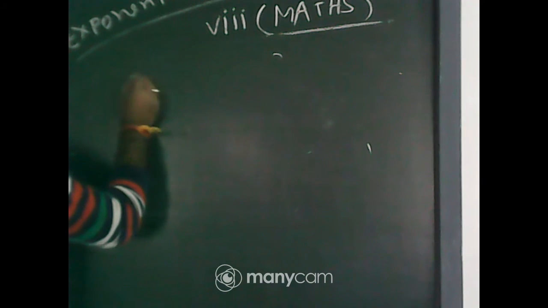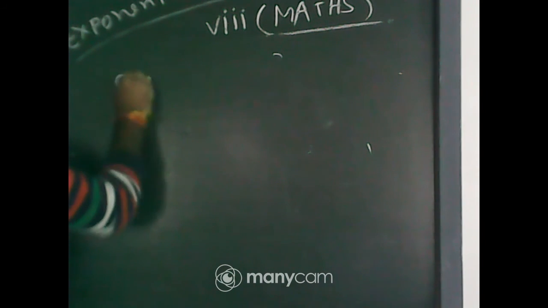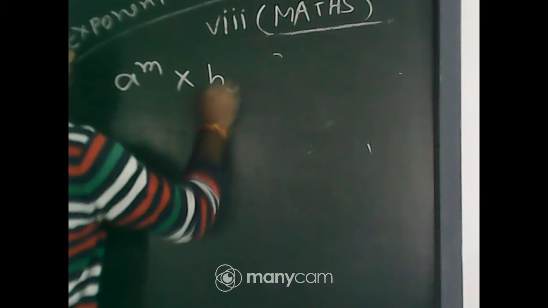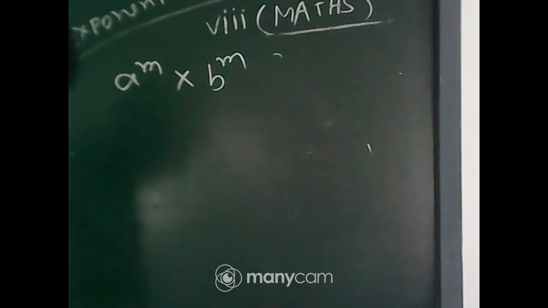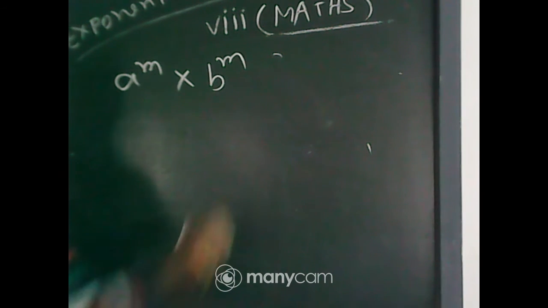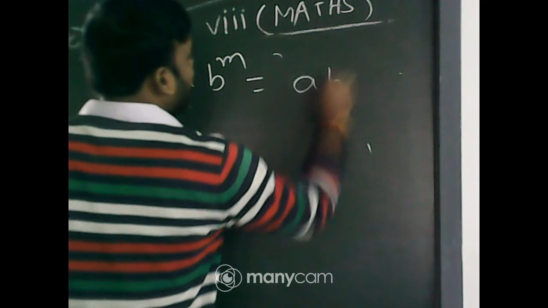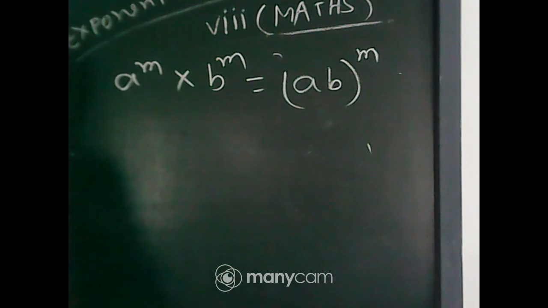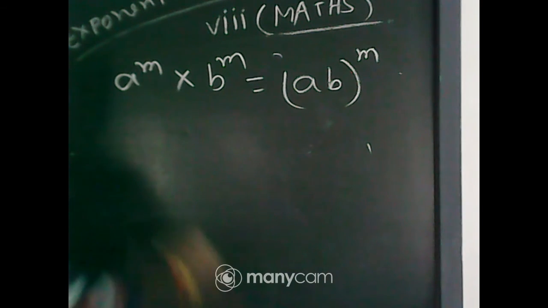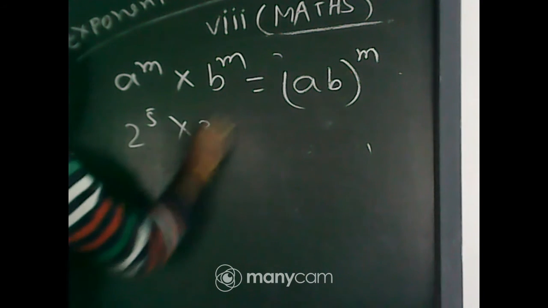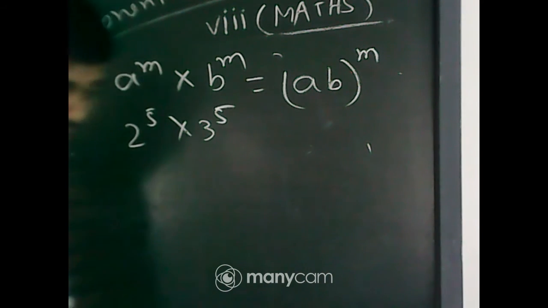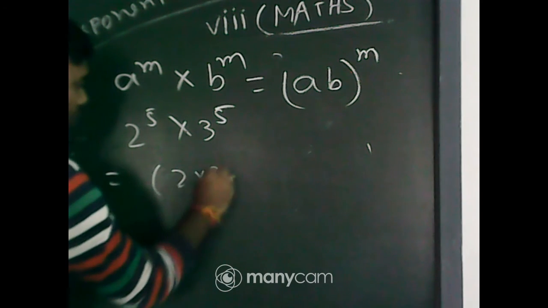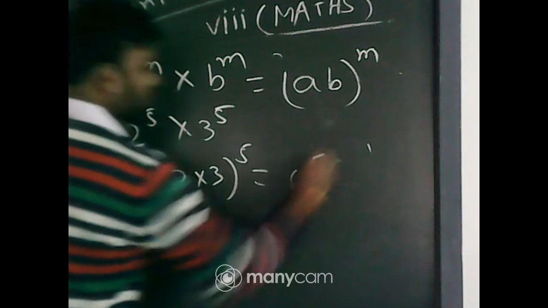Next, formula number 5. a to the power m into b to the power m. Here bases are different but powers are same. In this case you can express it as ab whole to the power m. Got it, everyone? For an example, 2 to the power 5 into 3 to the power 5, and ab means a multiplication b, a into b. So in this case, 2 into 3 whole to the power 5, that is 6 to the power 5. Got it, everyone?